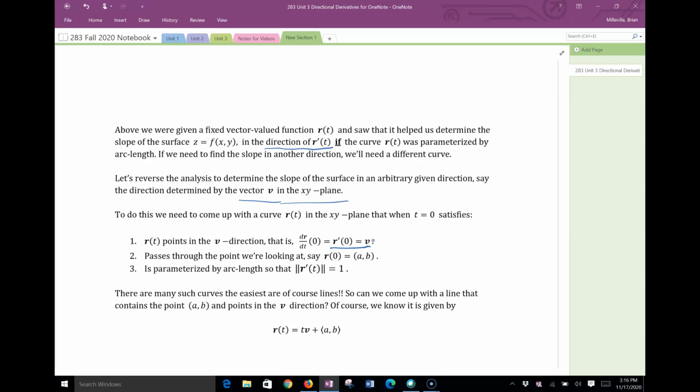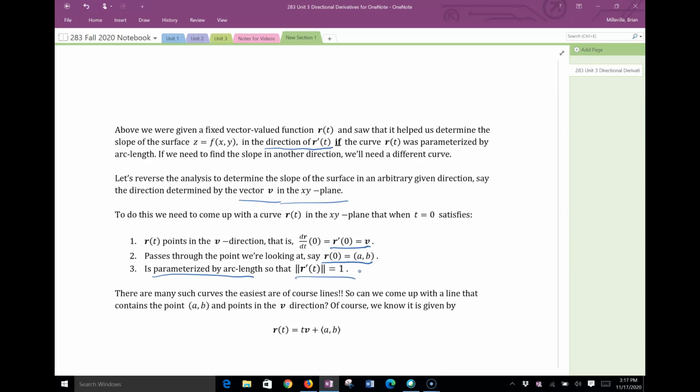It has to pass through the point we want to consider. So r of 0 is equal to the point (a, b), and that's the point we're going to plug into the function f to get the point (a, b, f of (a, b)) on the graph of the function. And then the third thing: it's parameterized by arc length, and therefore it has speed 1. There are many ways to come up with curves that will do that. The easiest type of curve to write the parameterization down for is a line. So that's what we're going to use. We're going to use a straight line.